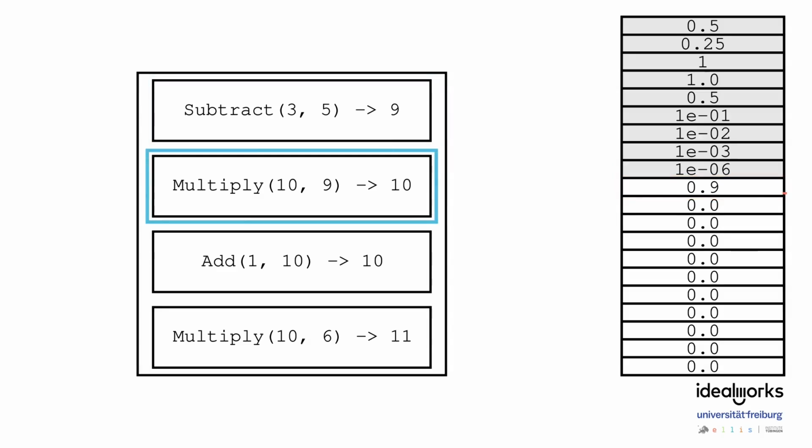Second, we multiply the value in memory location 10 by the value in memory location 9 to calculate the momentum, and store the result back in memory location 10. Next, we add this momentum value to our gradient to calculate the update. Finally, we multiply this update value by the value in memory location 6, which in this case can be seen as the learning rate. With that, we proceed to the next step of the optimization.